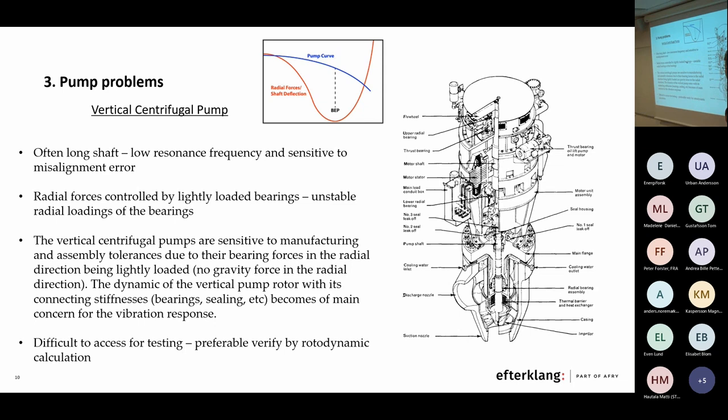So the radial forces are controlled by lightly loaded bearings. It doesn't need to be, but it can be unstable radial loadings of the bearings. Also, what is the difference between a pump and a motor, so to speak? A pump has water, and since it has water, it needs to have seals. And the seals also contribute to stiffness. So when you shall understand the resonance of this pump, you must account for the bearings, the different seals as well, and the supporting structure, of course, which holds it.